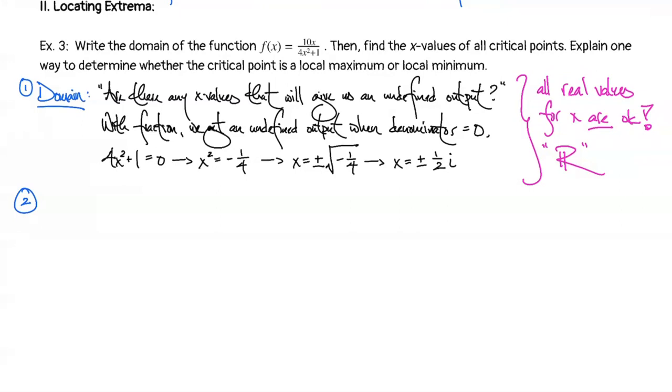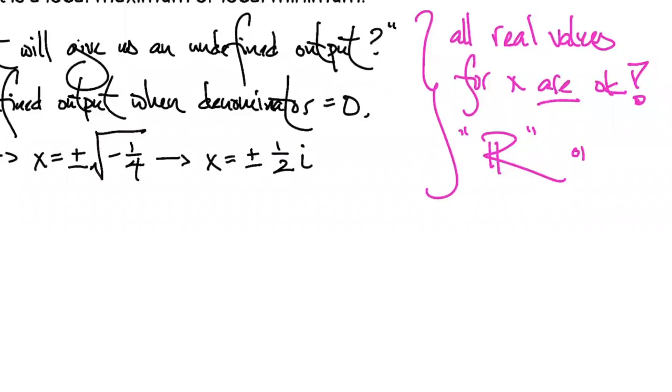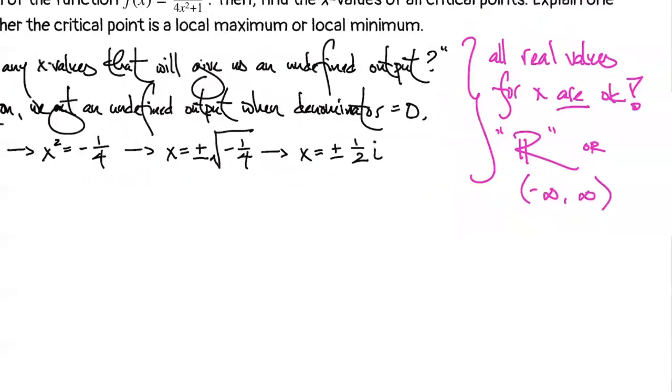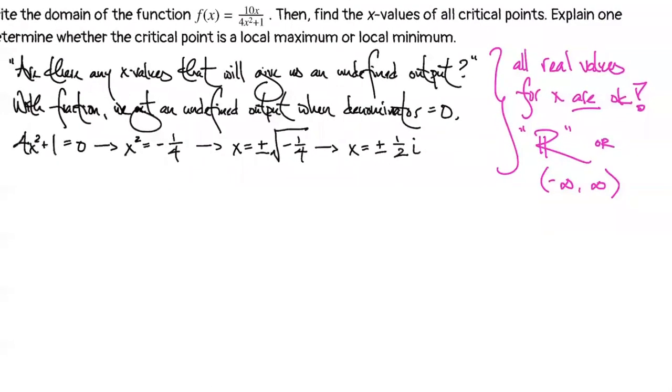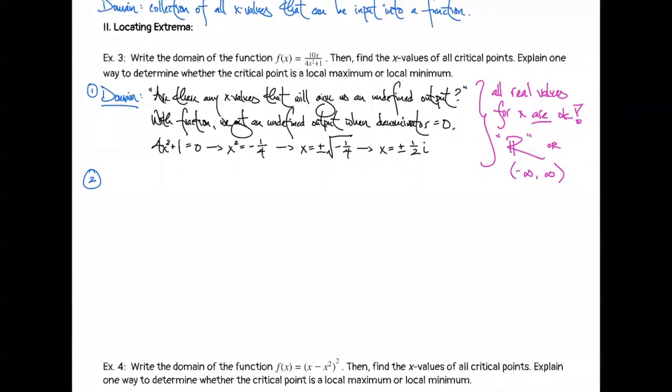Okay, so actually that's a really good point. Negative infinity to positive infinity is another way of saying all real numbers. All right, so both of those would be acceptable, because negative infinity and positive infinity actually only describe the real numbers. It does not describe imaginary numbers.